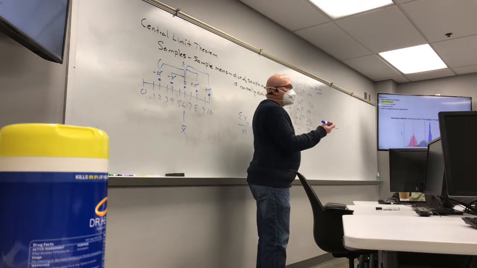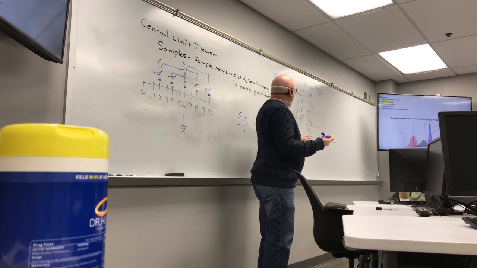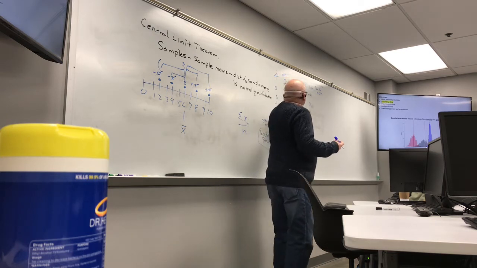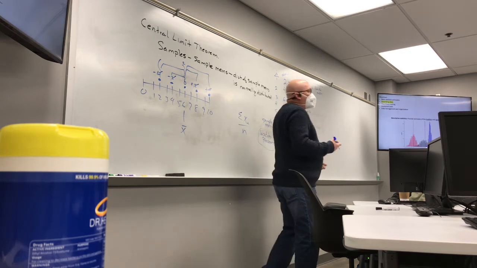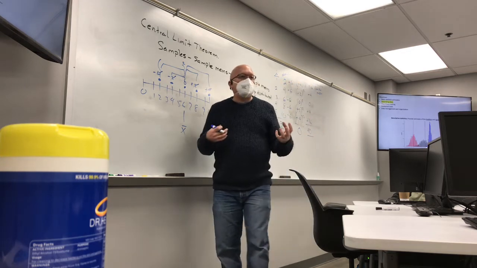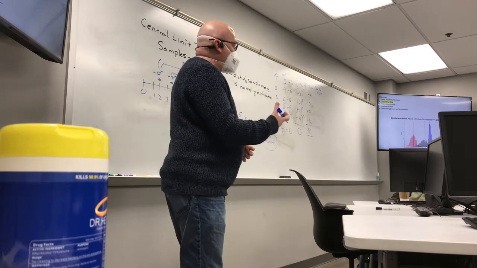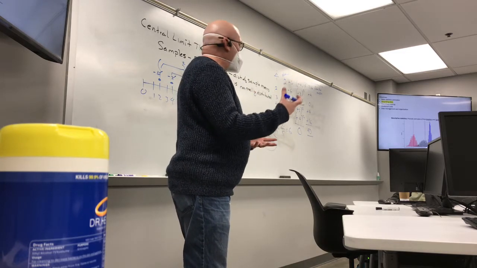So we've already used up some of our information to estimate this number here, which is the mean, which we then use in this calculation for the variance. So as we use up information, we take away sample size. Each time you use an estimate, you take away sample size.